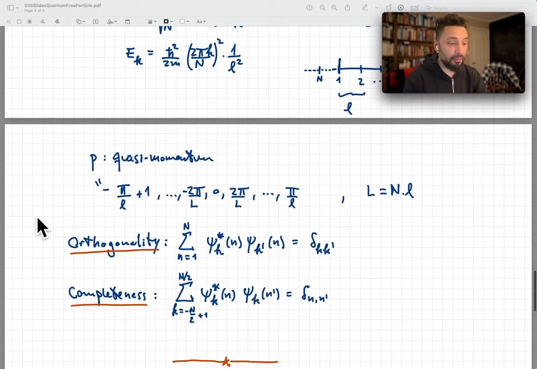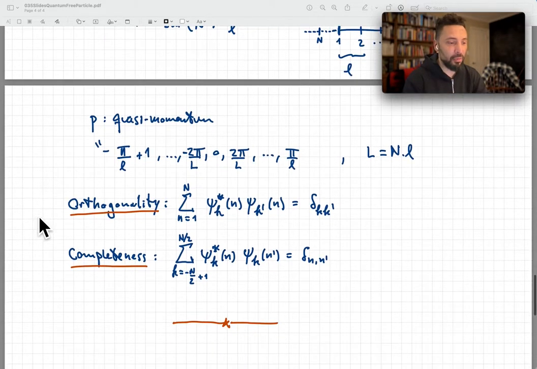And now orthogonality and completeness in this case finally take the form of sums. In fact, finite sums from 1 to N, or from minus N over 2 plus 1 to N over 2, once again N elements. And here on the top, evaluated at equal argument but different k, k prime. So these different modes are orthogonal, and they sum up to the Kronecker delta of k, k prime. And for completeness, you have a sum over modes at different points, and that gives you a Kronecker delta of n, n prime on the lattice.